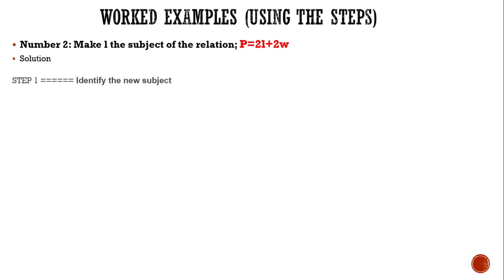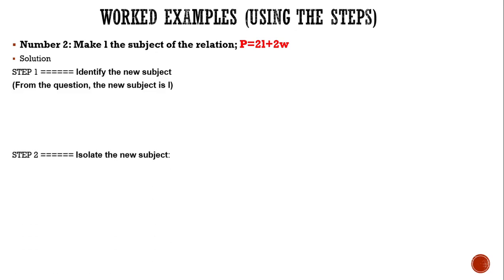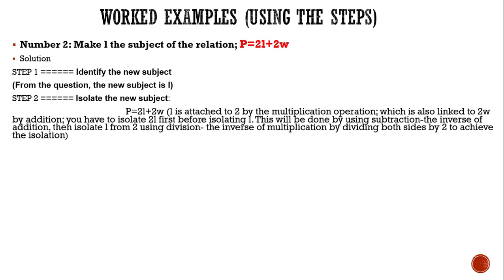Step 1, identify the new subject. From the question, we already know our new subject. The new subject is letter L. If we look at it, it takes us to step 2. We will need to isolate the new subject. The new subject is letter L. For us to isolate letter L, we need to look at the equation very well.